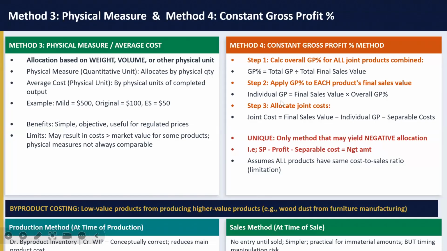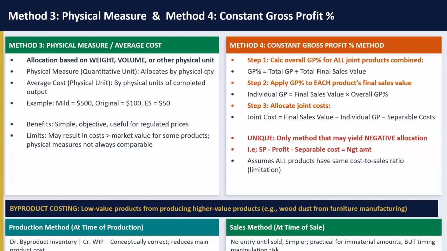Gross profit percentage, suppose it is 50%, for all the three products, assume mild, original and ES. For all of them, you assume the gross profit percentage is 50% itself. It may not be the case. For mild, it can be 30%. For original, it can be 50%. For ES, it can be 10%. But by default, we'll take 50% for all the products. That's a limitation again.